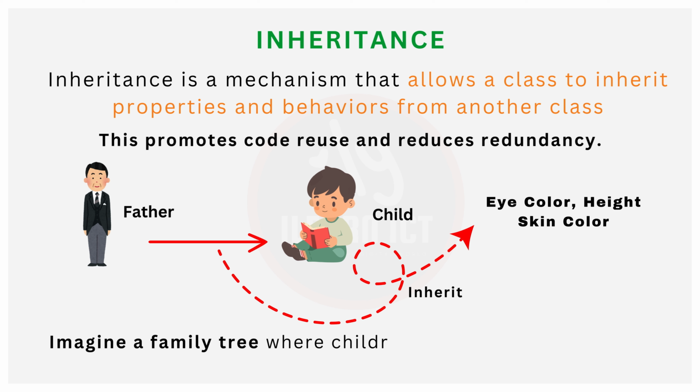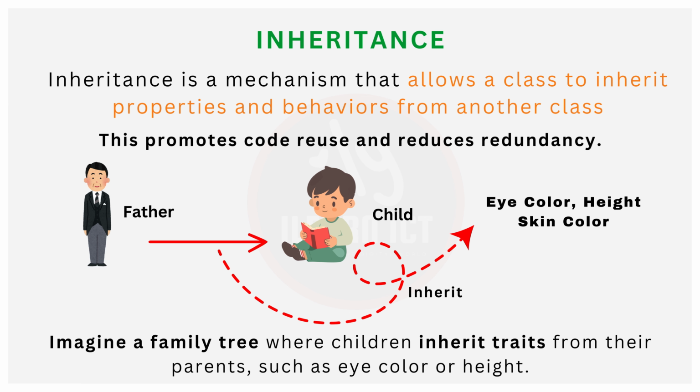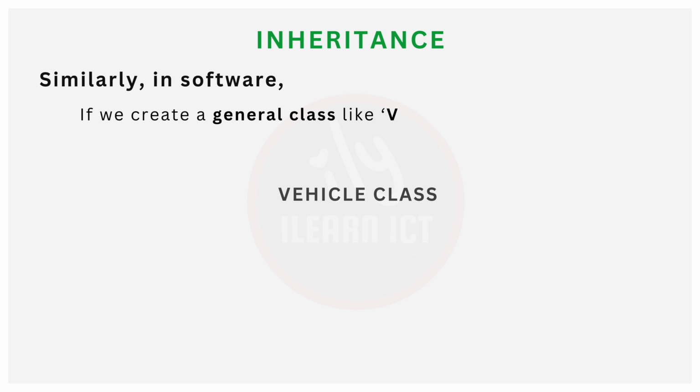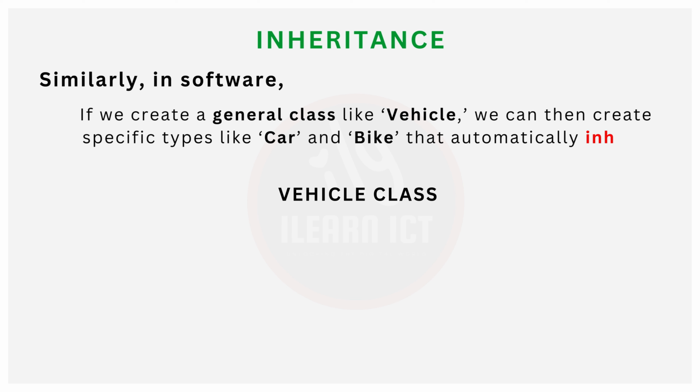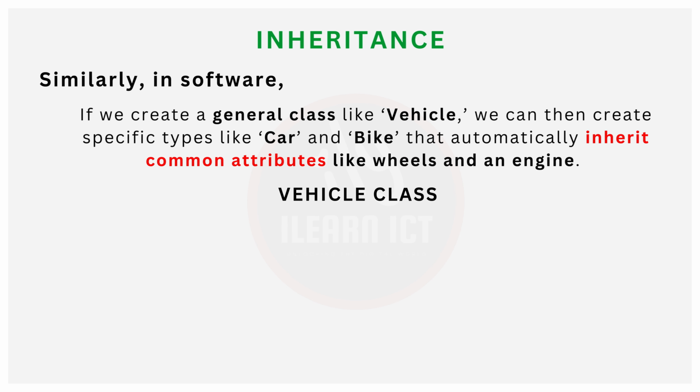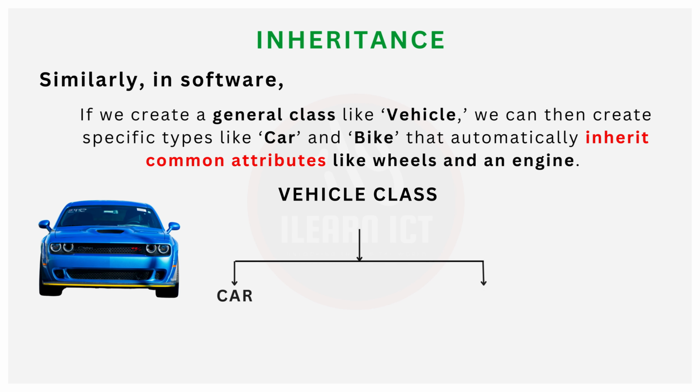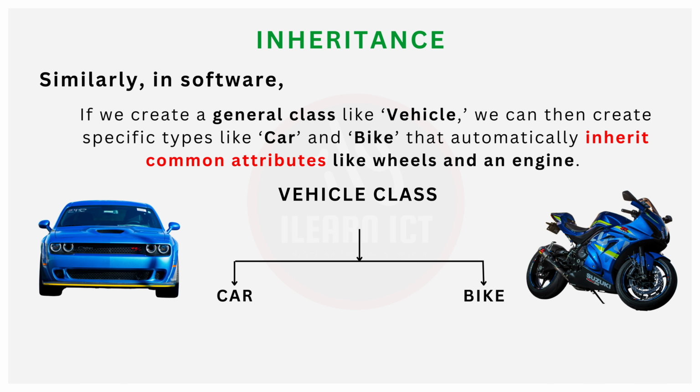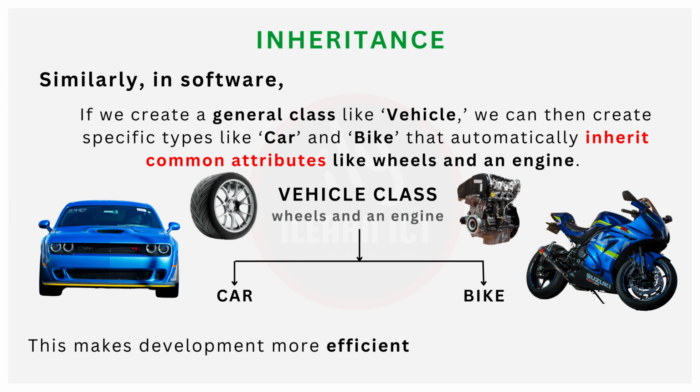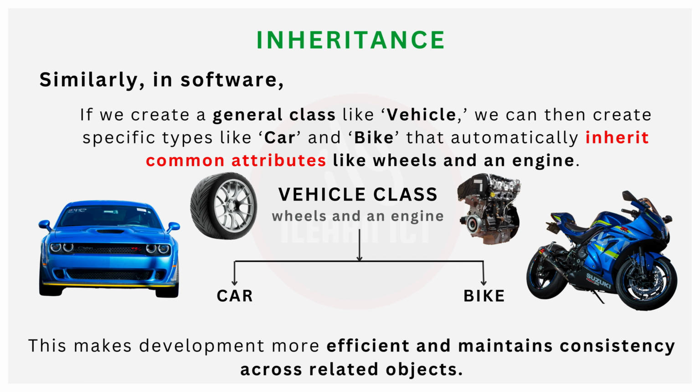Imagine a family tree where children inherit traits from their parents, such as eye color or height. Similarly, in software, if we create a general class like vehicle, we can then create specific types like car and bike that automatically inherit common attributes like wheels and an engine. This makes development more efficient and maintains consistency across related objects.